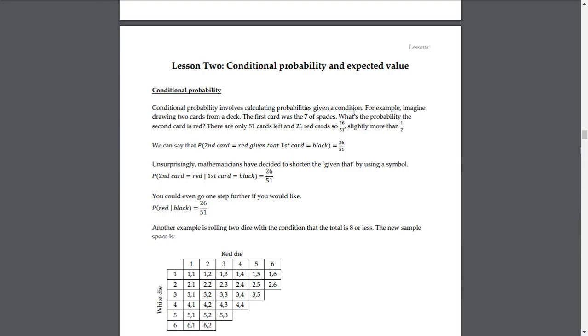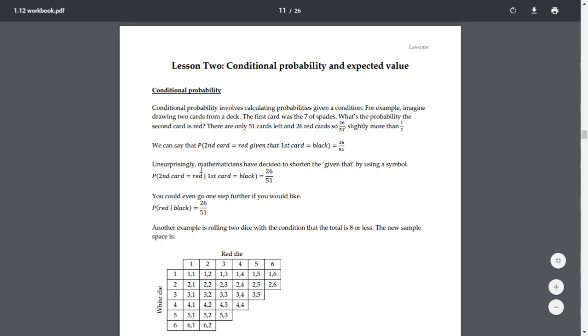than a half. If I wanted to get a better understanding of how big this number is, how much bigger than a half it is, then I would turn it into a decimal or a percentage. Decimals and percentages are much better for getting a sense of the size of the probability. Fractions are much better at calculating with them. So we write this probability as P, open bracket, the second card is red, given that the first card is black, close bracket, is 26 over 51.